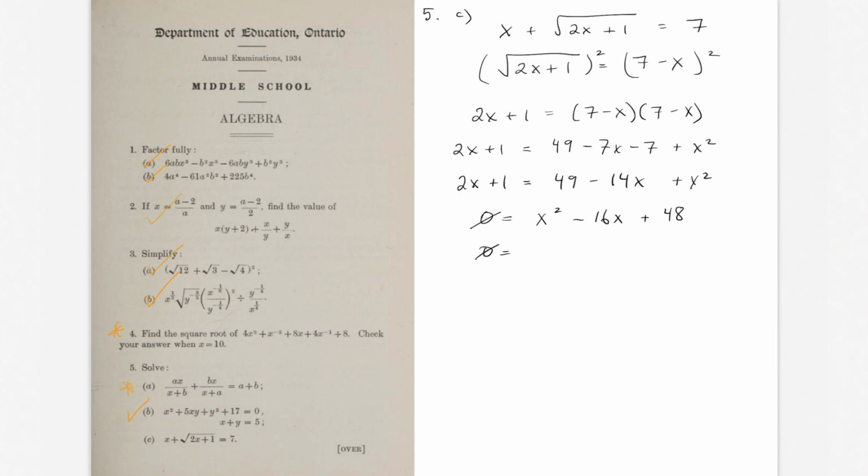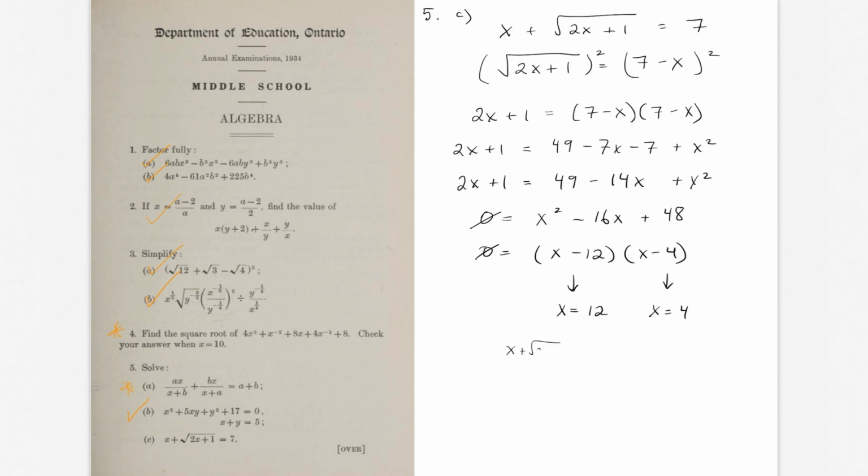And so I had to think what two numbers multiply to 48 and add to negative 16. And this wasn't that difficult. I realized it was negative 12 and negative 4. And so the solutions to this equation would be x is equal to 12 and x is equal to 4.